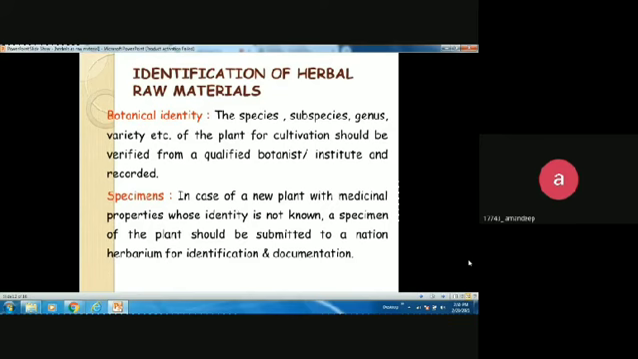Identification of herbal raw material. Botanical identity. The species, subspecies, genus, variety, etc. of the plant for cultivation should be verified from a qualified botanist, institute, and recorded. Specimens. In case of a new plant with medicinal properties whose identity is not known, a specimen of the plant should be submitted to a national herbarium for identification and documentation.